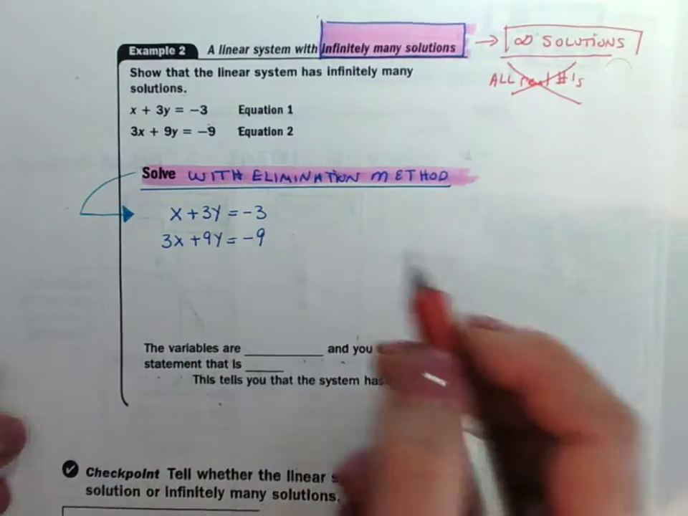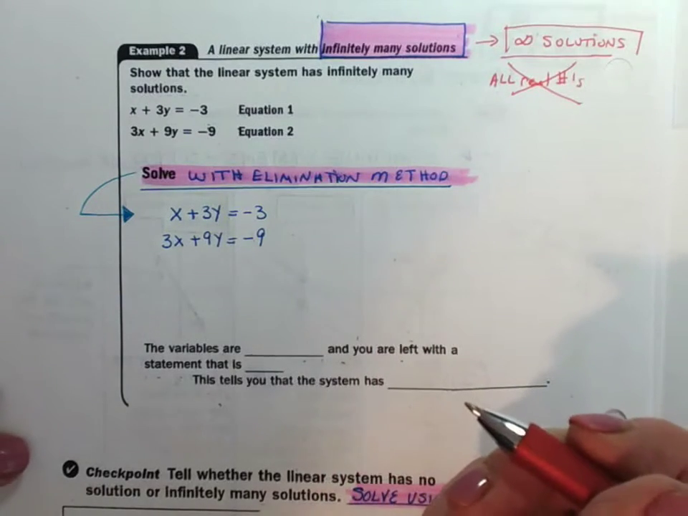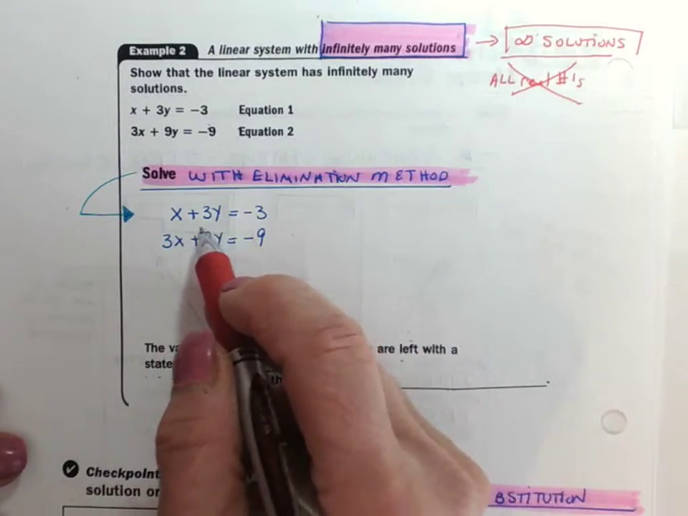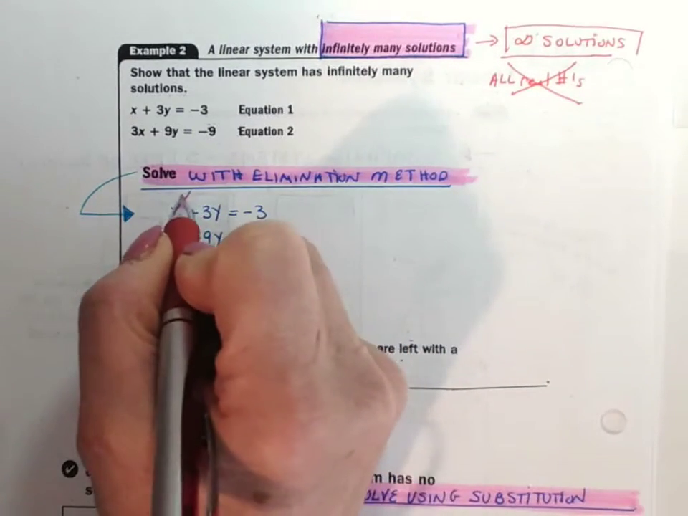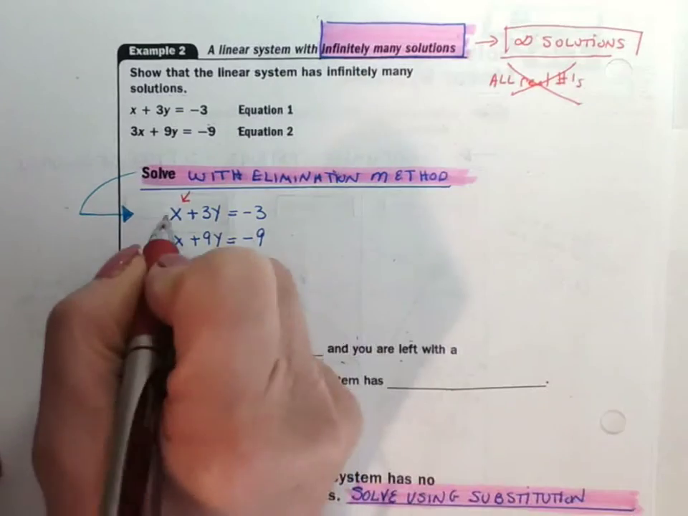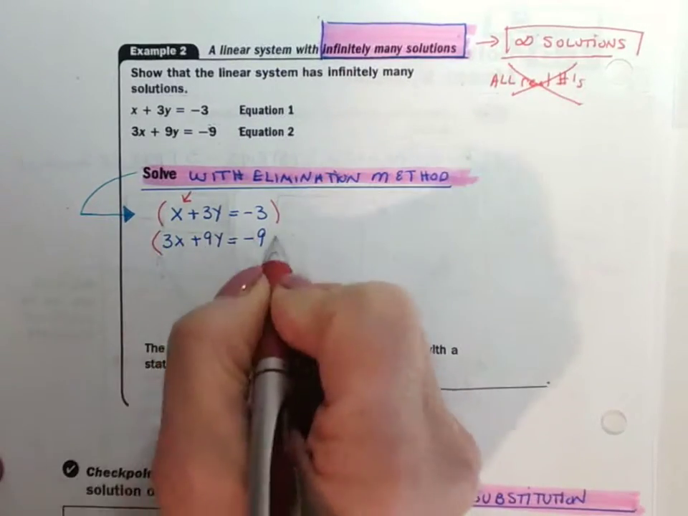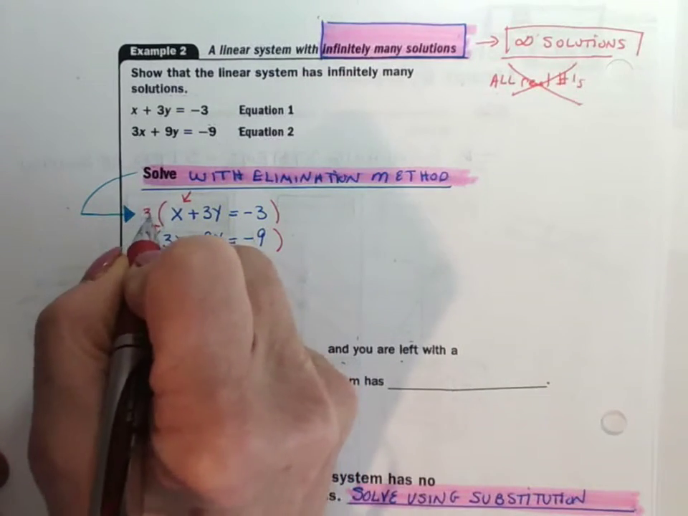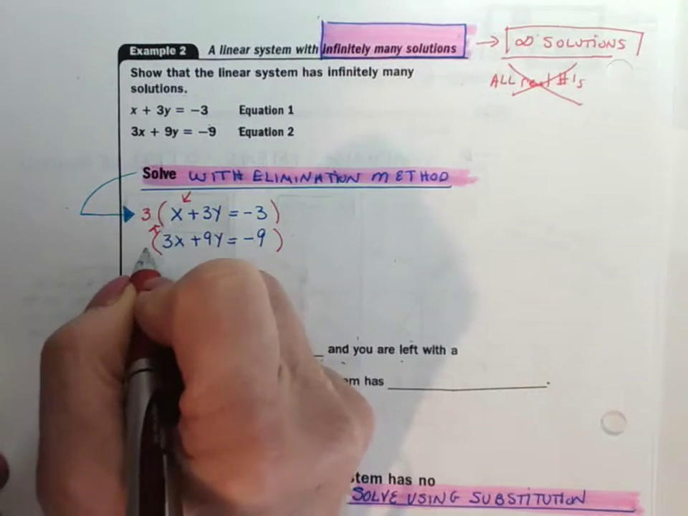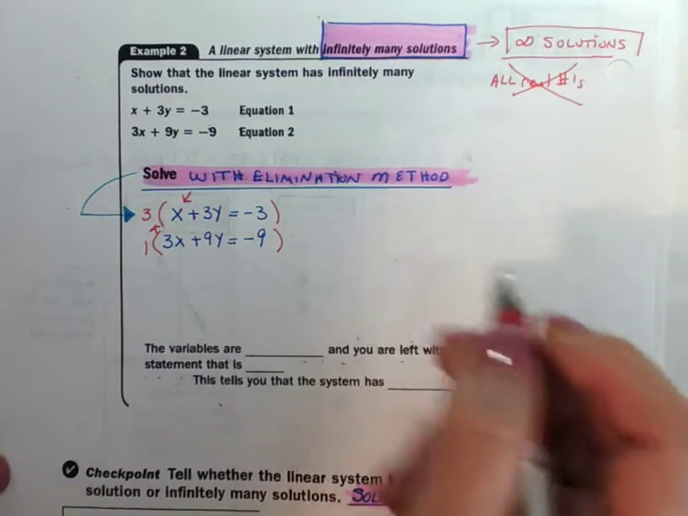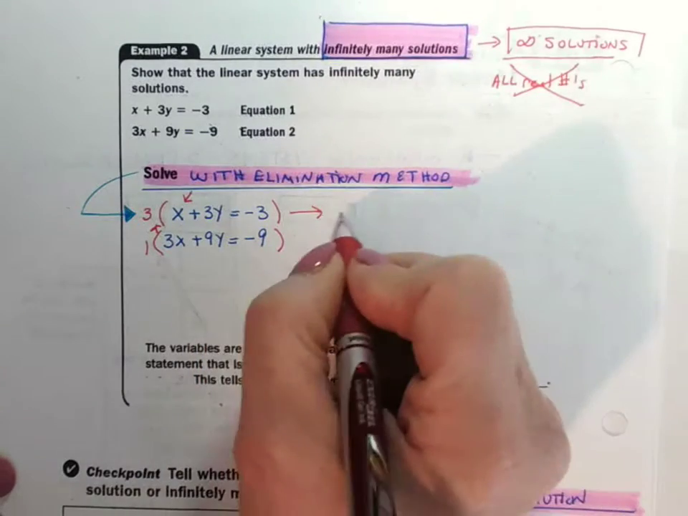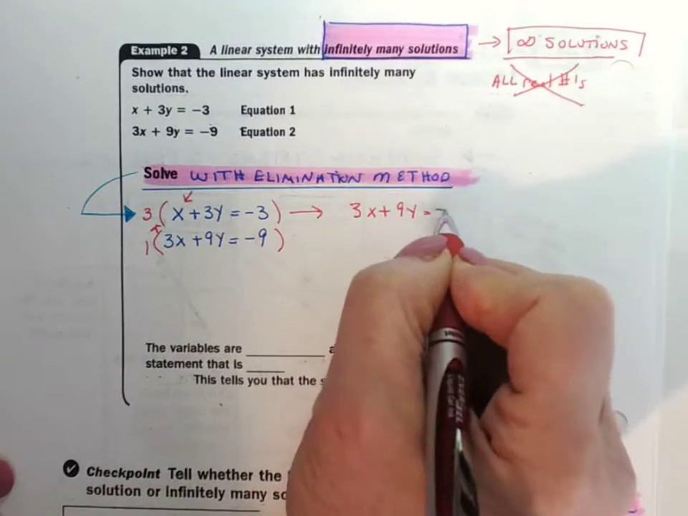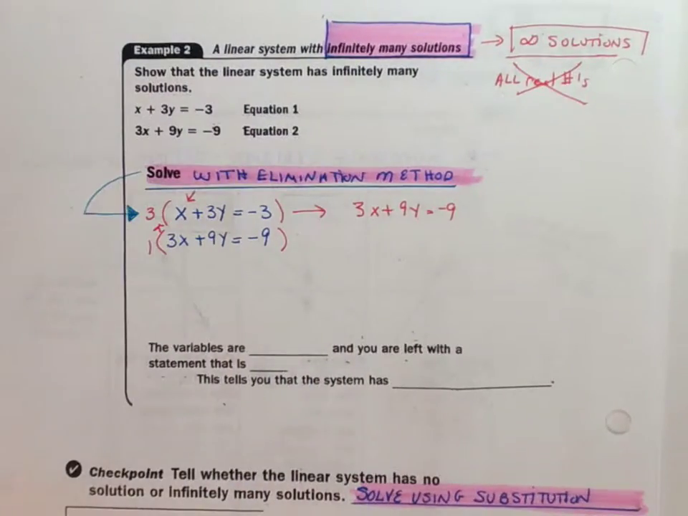We have these two equations, and I want you to use the elimination method. All right. So the way that always works is you look at x, okay, and you're going to multiply it by the opposite coefficient. So basically, you multiply this equation by 3 and the bottom equation by 1. So you get 3x plus 9y equals -9.